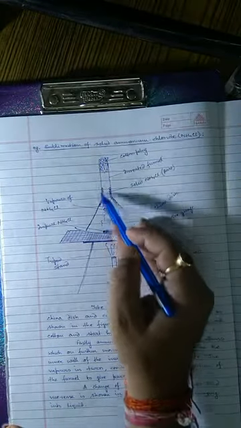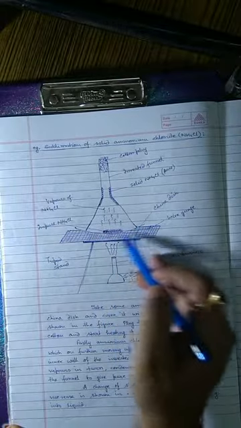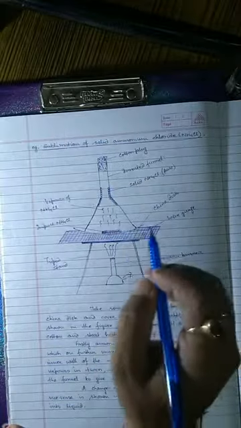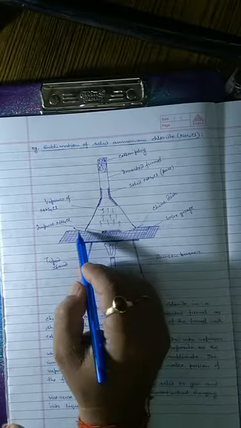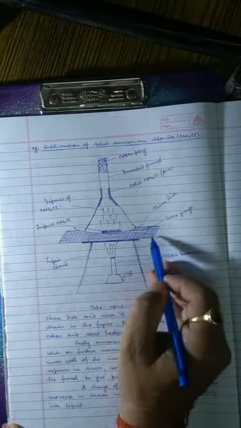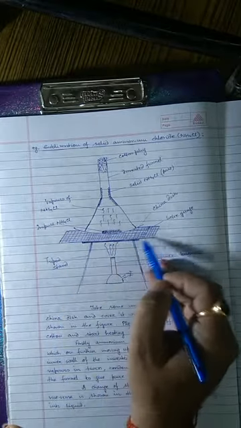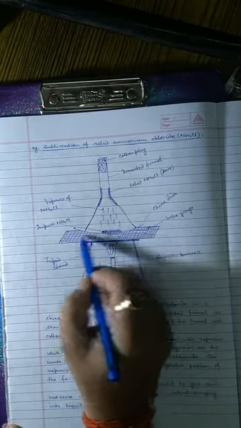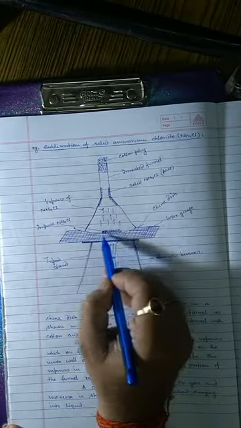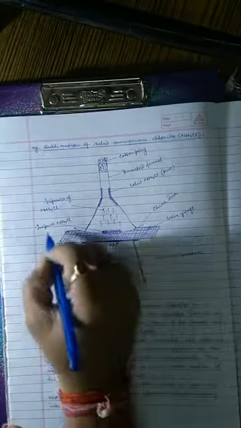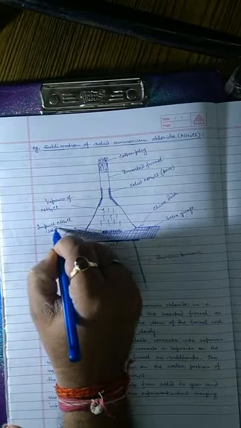First we have to take an inverted funnel, as you know very well. Now we have taken a tripod stand with a wire gauze or mesh made of iron. Here we have taken a china dish on which we have placed some impure ammonium chloride. It is solid, solid ammonium chloride.